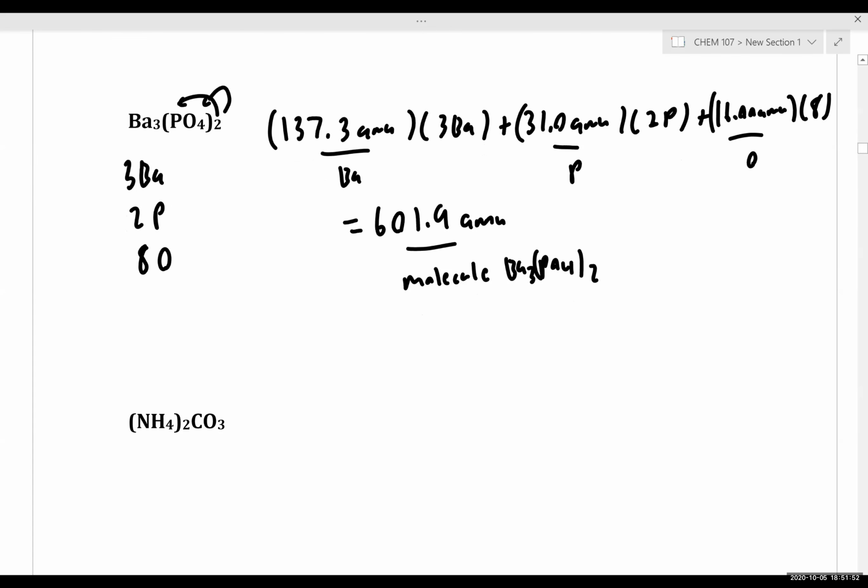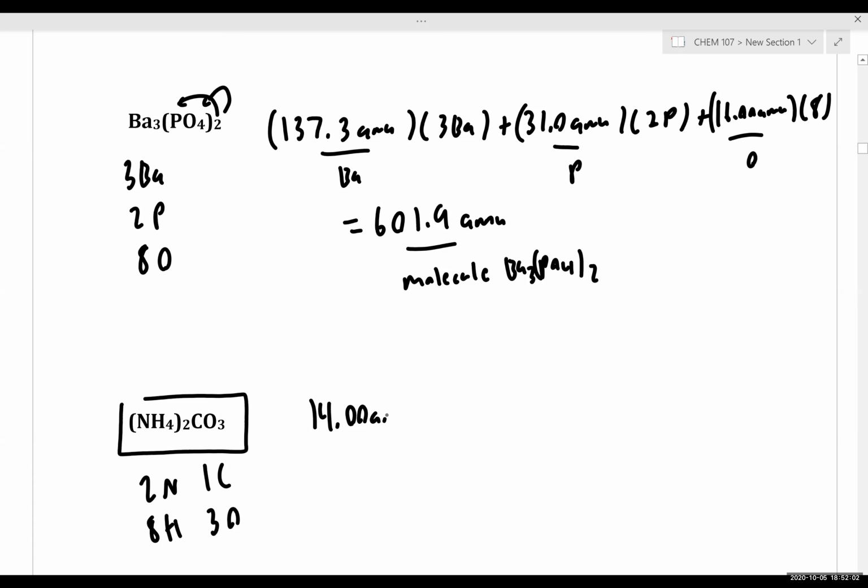Finally, for ammonium carbonate, we have 2 nitrogens, 8 hydrogens, 1 carbon, and 3 oxygens. So we know nitrogen has a mass of 14 AMU per nitrogen atom, and we have 2 nitrogen atoms. Hydrogen, we have 1.00 AMU per hydrogen atom, and we have 8 hydrogen atoms.